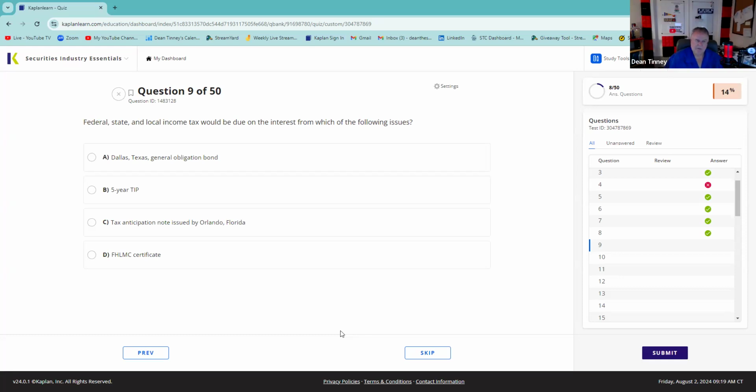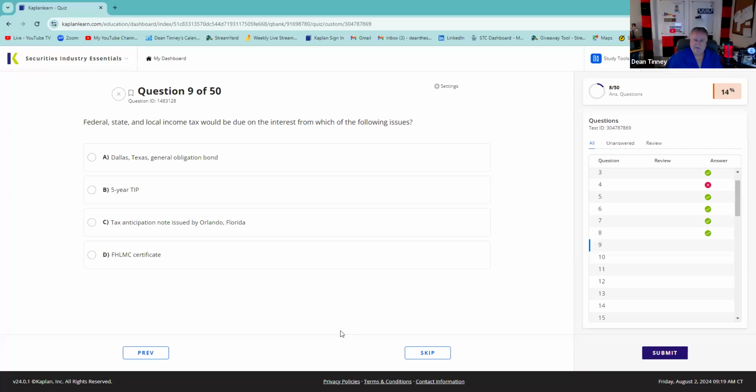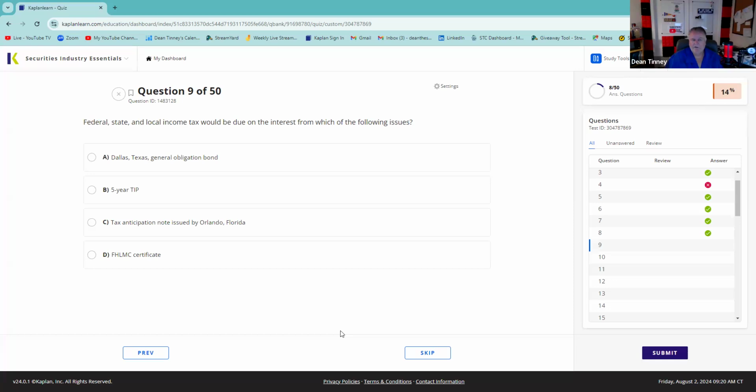So if you buy a Dallas, Texas GO bond, it is not taxed on the federal level. Texas could tax you, but chooses not to, so it's not taxed on the state level. And Dallas, the city of Dallas, doesn't have an income tax. So A is not fully taxed, and C. A and C are out. There you go. 5-year tip.